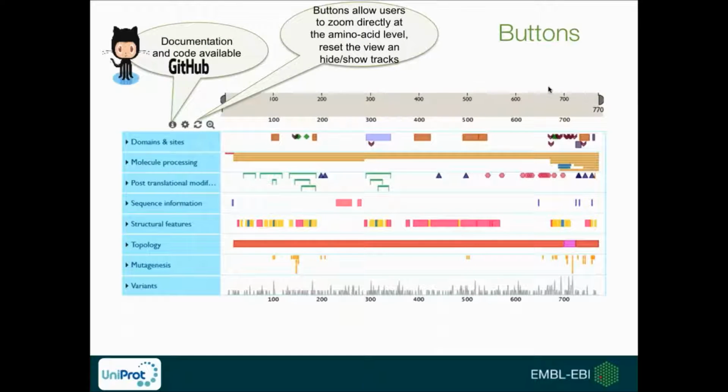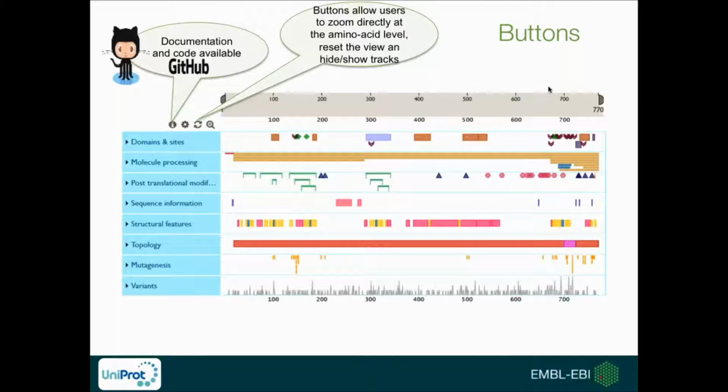You can also use buttons, and we have 4 different buttons. If you are looking right now on the website, you are probably missing the information button on the very left, but that will be added soon, in about 2 weeks. This information button will take you to the documentation that is available in GitHub. It is in GitHub because our feature viewer is an open source JavaScript component. We will go back later to this point.